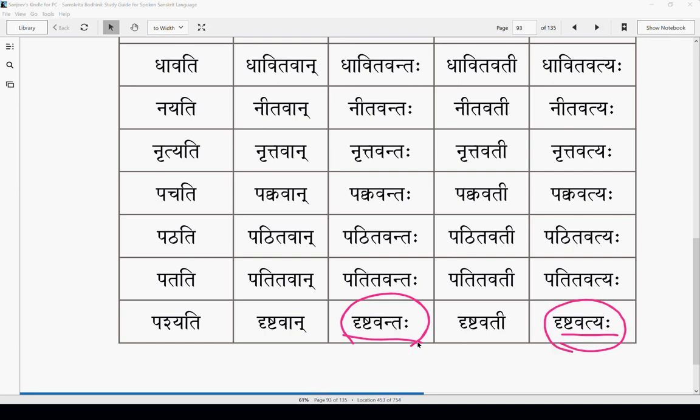Oh, okay. Which is it? Is it all men or is it all ladies today? I'm going to try for the mixed group. Drishtavantaha. Yeah. Vayam chitram hyaha drishtavantaha. Drishtavantaha.